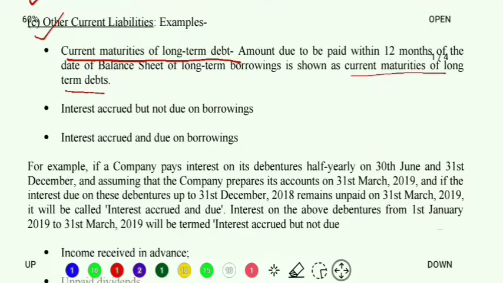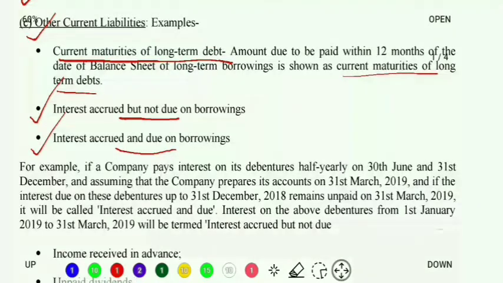The second example which we can see over here is interest accrued but not due on borrowings, and the next one is interest accrued and due on borrowings. So over here we have not due on borrowings and over here we have due on borrowings. Let's understand these two with the help of an example.